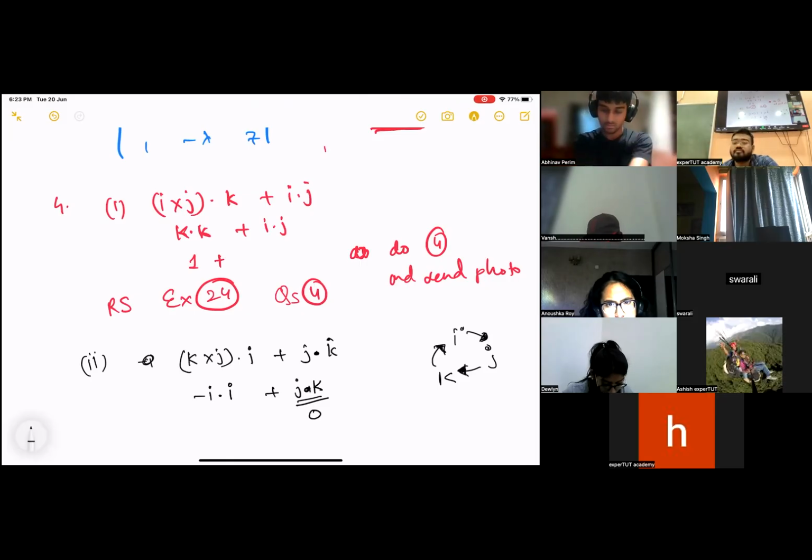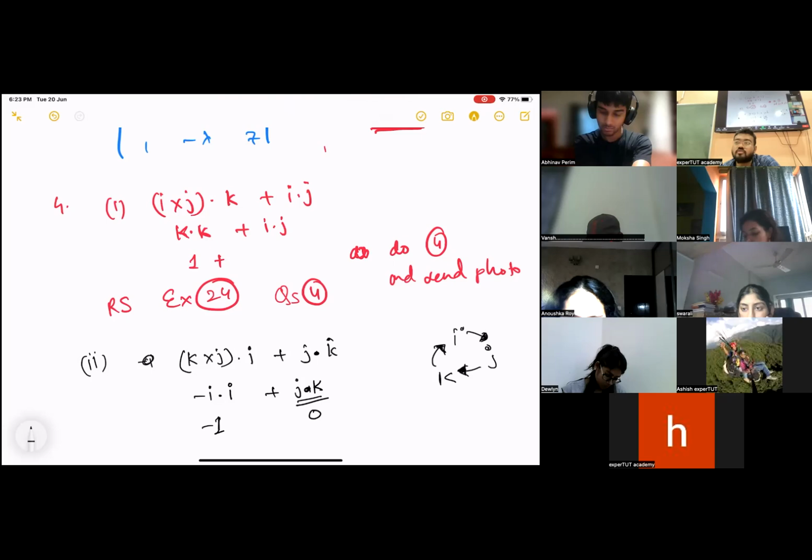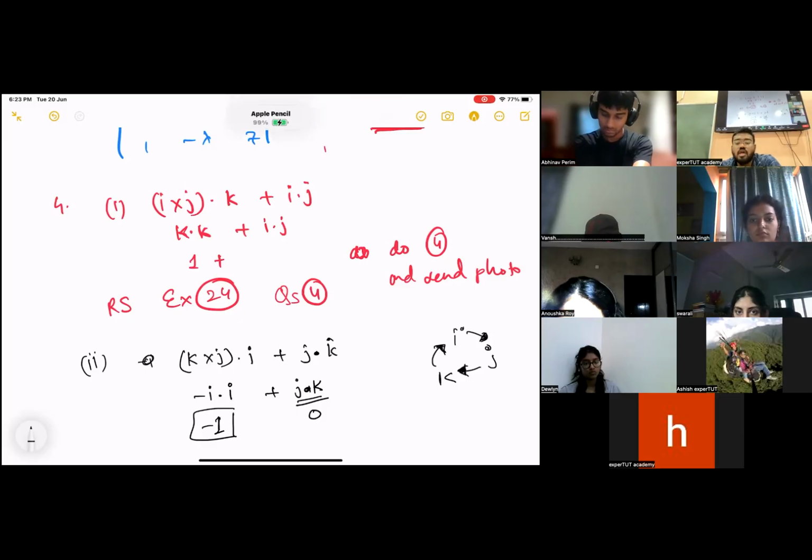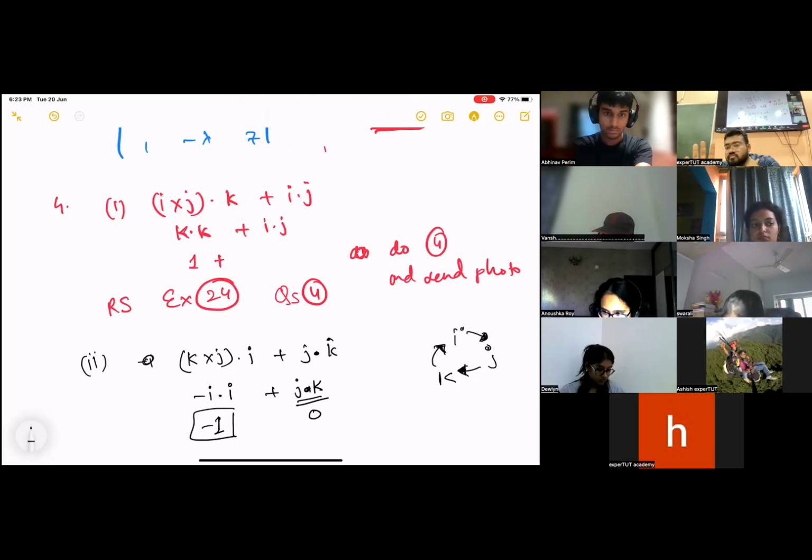Okay, and I dot I is 1. So the answer is minus 1. Right? So the first subpart, the answer is 1. The second subpart, the answer is minus 1. And the third subpart, the answer is 0, right? Has everyone got it? First is 1, second is minus 1, third is 0. Okay?